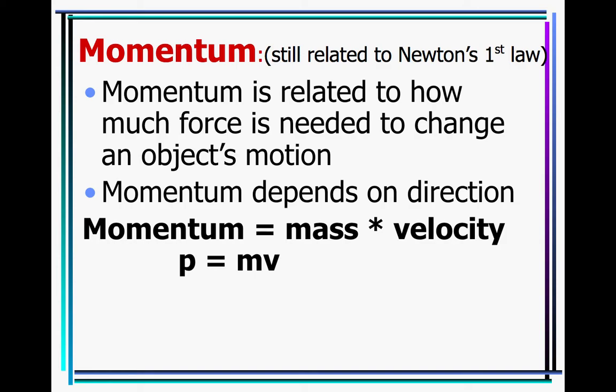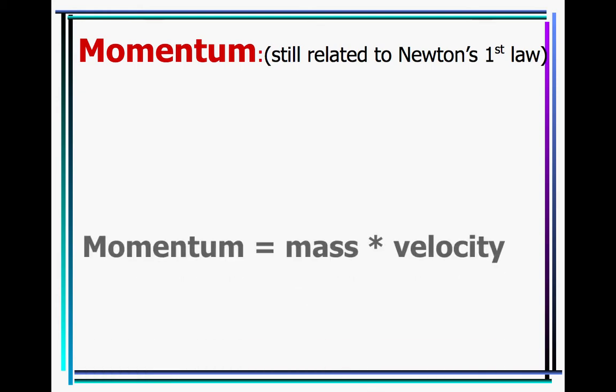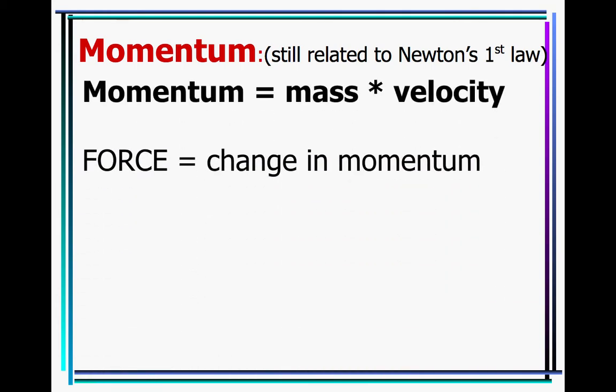If we were going to draw a triangle, we would put the P on top, M and V would go on the bottom. These units are going to be in kilogram meters per second. And so there you go, momentum is kilogram meters per second because you have kilograms times meters per second, which was your velocity. All right, so force is going to be a change in your momentum.